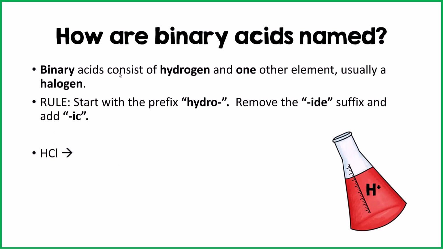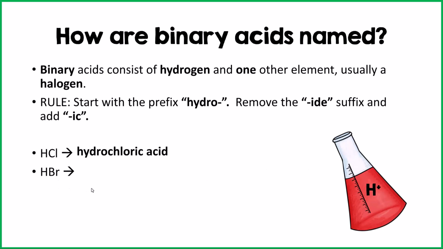HCl is a binary acid because it has hydrogen and one other element. So we're going to start with the prefix hydro. So we know that this is named hydro something. And then we're going to remove the "ide" from the chloride here, and we're going to change it to "ic." So now we have hydrochloric acid. So not too bad.